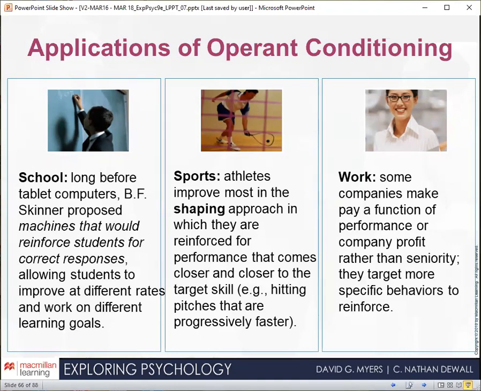Okay, you can share in the profit of the organization. Again, very reinforcing. So we do see that the work of B.F. Skinner and operant conditioning have found homes for themselves in the area of schools, sports, and athletics, as well as the work environment.